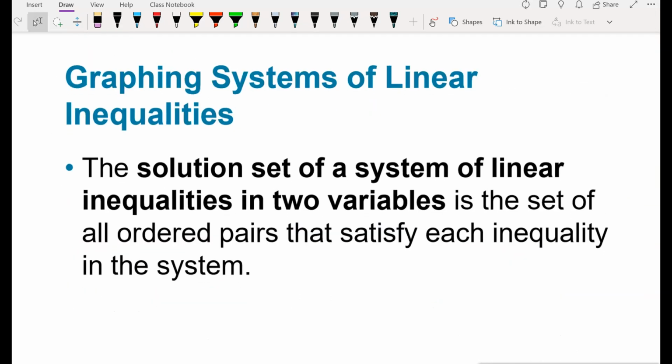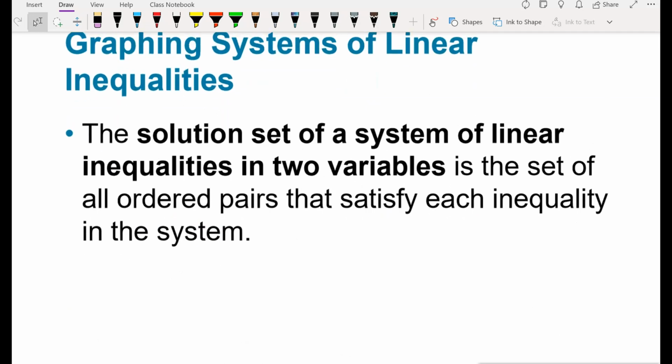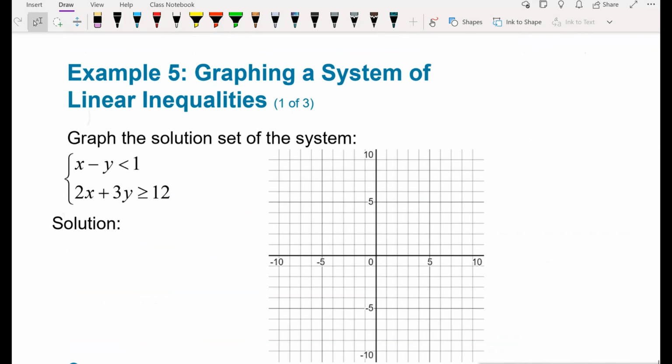All right, graphing systems of linear inequalities. It just means that the point you're finding has to be within both sets, or the shaded regions overlap each other.